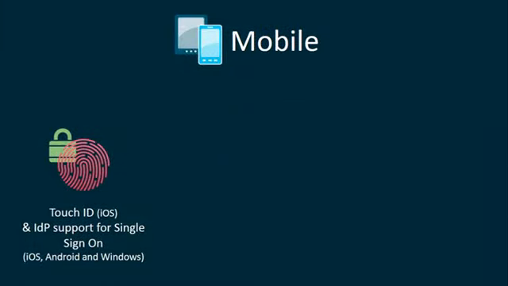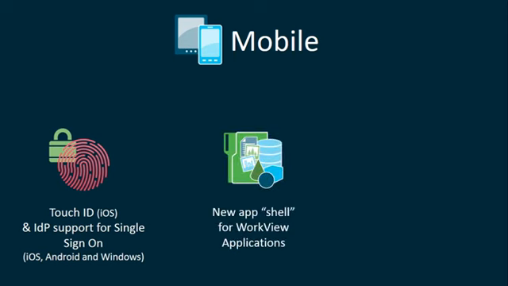Mobile has several enhancements in 18. First, the ability to authenticate via Touch ID on iOS platforms. And we've also added support for authentication via identity providers for single sign-on to the OnBase apps on a mobile device. In our iOS and Android apps, we have added a native app shell for workview applications.